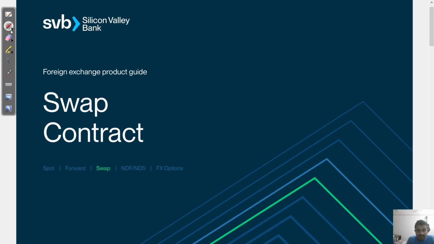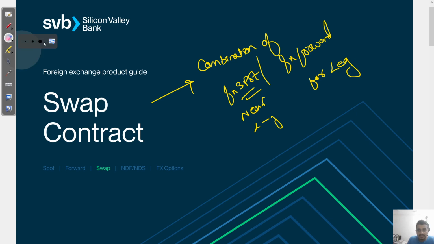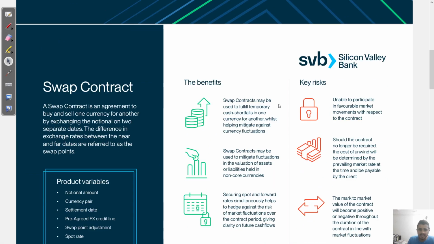So an FX swap is nothing but a combination of an FX spot and an FX forward. FX spot is the near leg and FX forward is the far leg. We will try to understand more about this with our upcoming example. So let's understand the terms and terminologies used here.